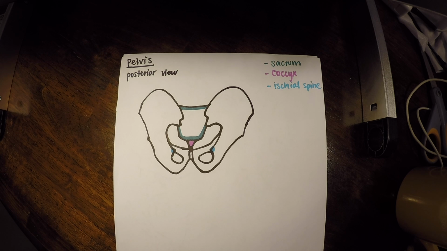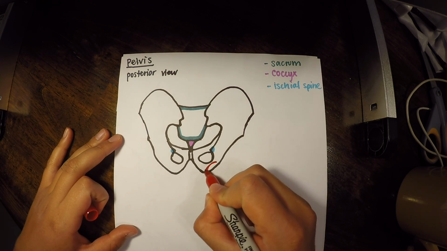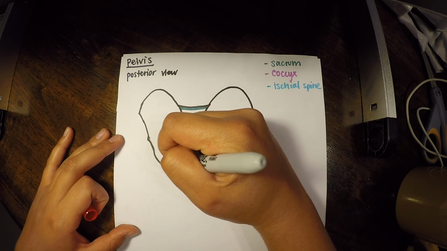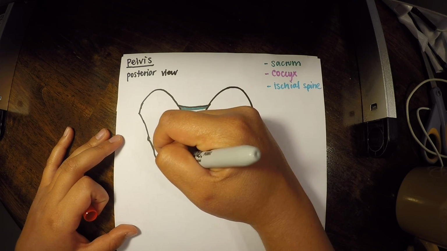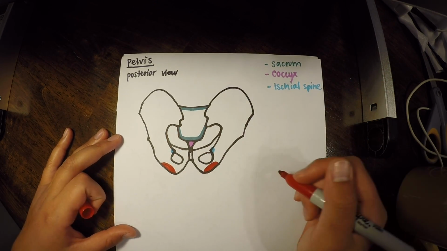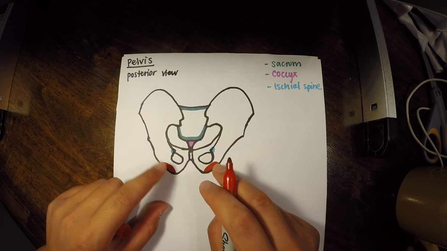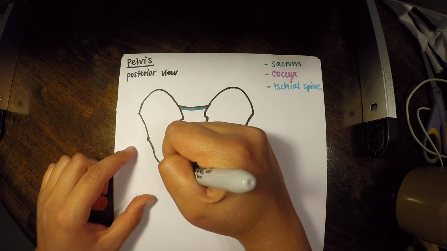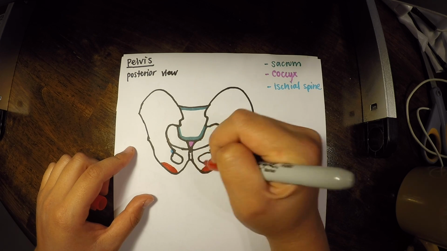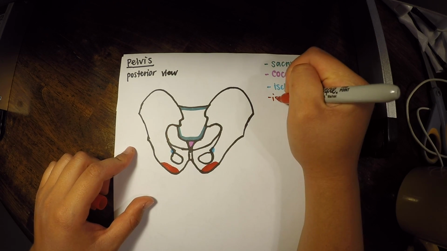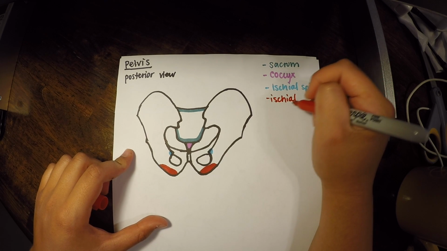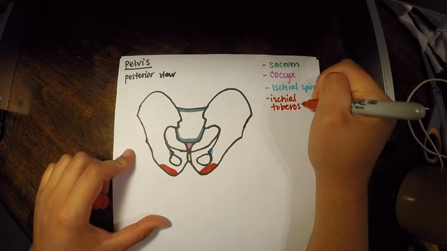Whenever we say tuberosity or tubercle, it's a little chunk of bone that's sticking out. So our ischial tuberosity is going to be right here on our ischium. And that's also called your sit bones. Oftentimes they use that word in yoga. But if you put your hands on your butt right now and wiggle around, you'll be able to feel your ischial tuberosities poking through right there. Okay. So that's what these are. Ischial tuberosity.